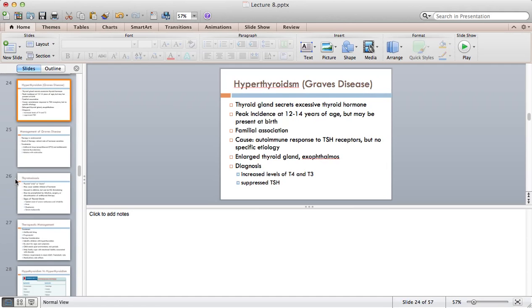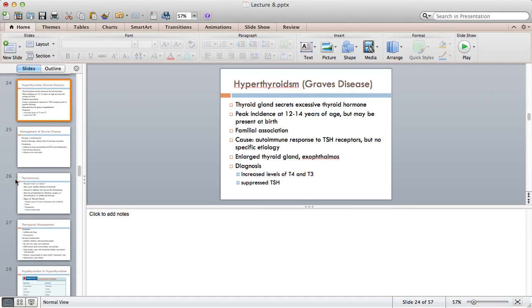Okay, so again, management is, as the cause of it is controversial and it's not specifically known, the treatment is controversial as well, especially in pediatrics. But the overall goal would be to slow down that hormone production, as we would in any other thing that is over-secreting. So they will have to give anti-thyroid drugs, commonly the PTU and methimazole. Those are the two chief ones that they will give.